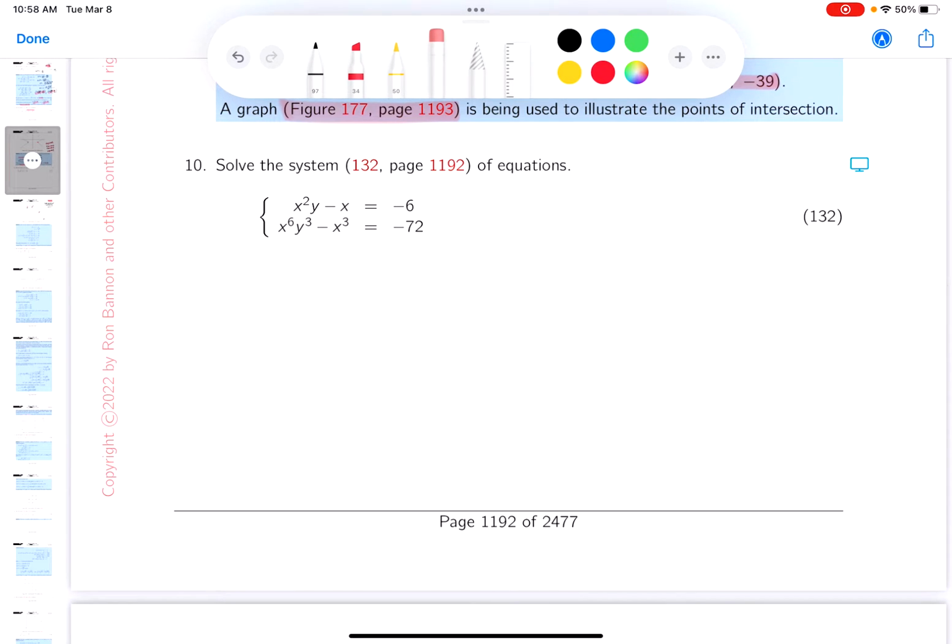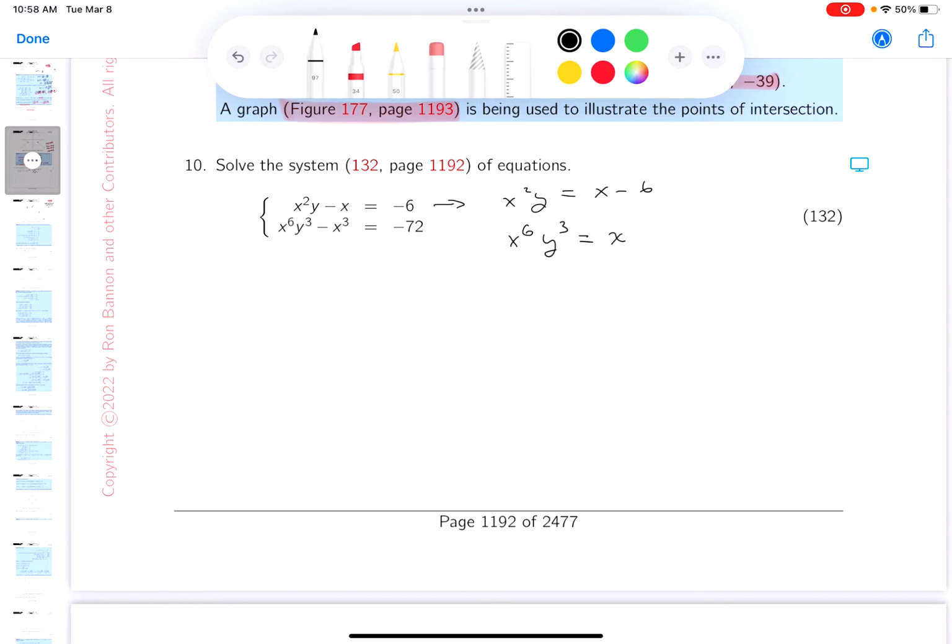And what I'm going to do over here is I'm actually going to solve the first equation for x squared y. And what does that equal? That would be x minus 6. And then what I'm going to do, I'm going to cube both sides. And what would you get? You would get x^6 y^3. And on the right side, if you cube that, it's really not bad to cube.